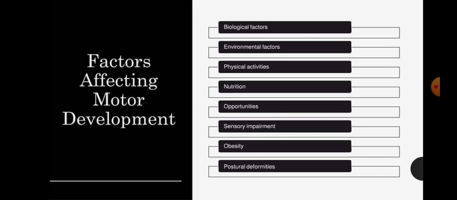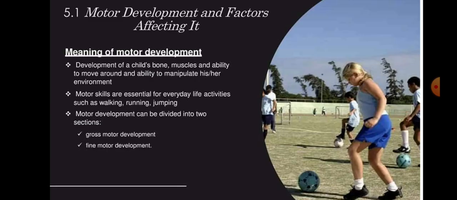Clear? So in the first slide, again we will check the meaning of motor development. Motor development is the development of a child's bones, muscles and ability to move around and manipulate his or her environment. In easy words, it is the development of various motor abilities from birth till death. The various motor abilities are sitting, walking, jumping, catching, climbing, skipping, throwing, running. So these are the motor abilities.